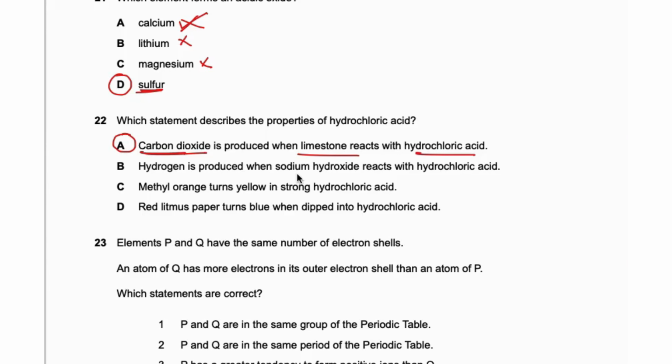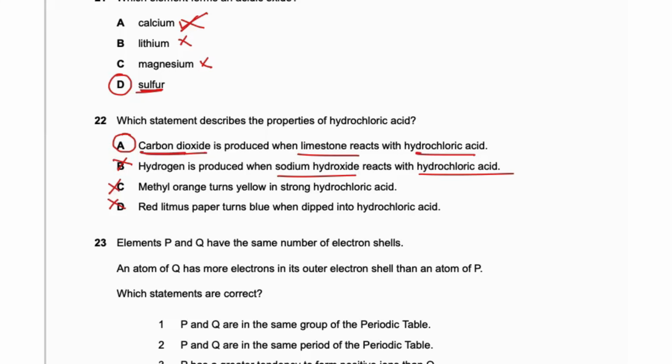Hydrogen is produced when sodium hydroxide reacts with hydrochloric acid. When sodium hydroxide reacts with hydrochloric acid, it produces salt and water, not hydrogen. Wrong. Methyl orange turns yellow in strong hydrochloric acid. It doesn't turn yellow in hydrochloric acid. Red litmus paper turns blue when dipped in hydrochloric acid. Red litmus paper will remain red when dipped in hydrochloric acid. It is also wrong. Right answer is A.